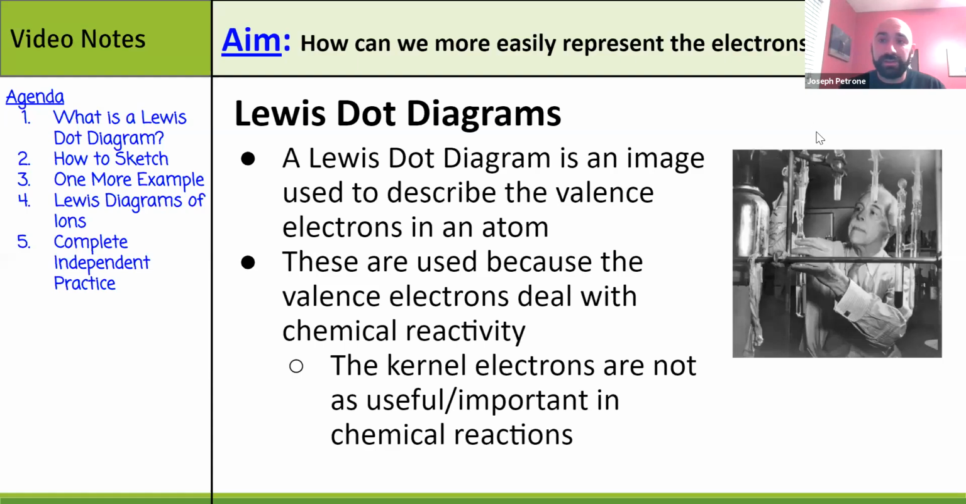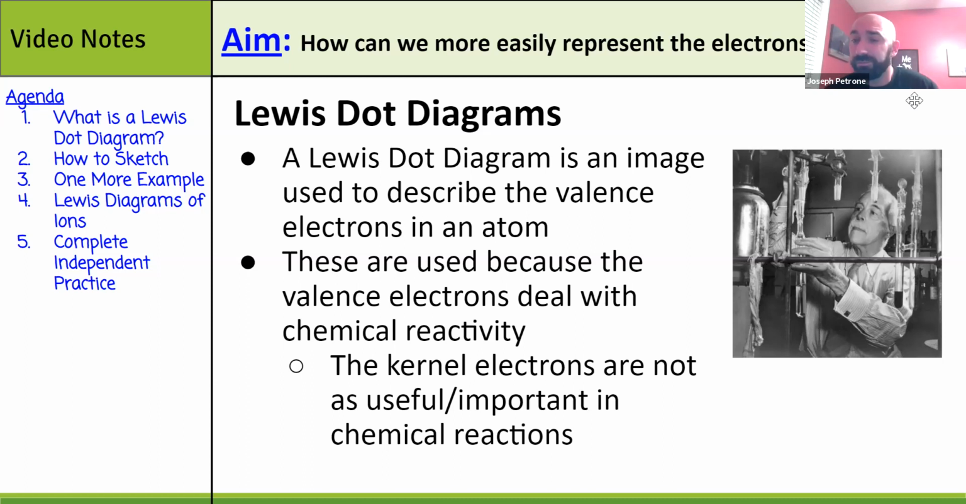So once again, today we are going to be talking about Lewis dot diagrams. A Lewis dot diagram is an image or a sketch, a model that's used to describe the valence electrons and their presence in the atom. We use these because the valence electrons are the ones that deal with chemical reactivity and chemical reactions in general. The kernel electrons, the ones that are in the inside rings, are not really that useful to us. They're not really that important in chemical reactions. So we're focusing solely on these valence electrons.